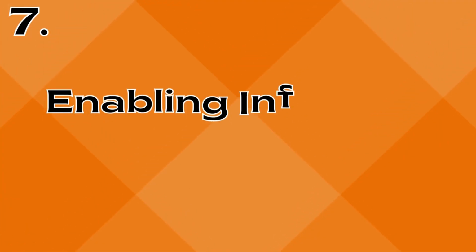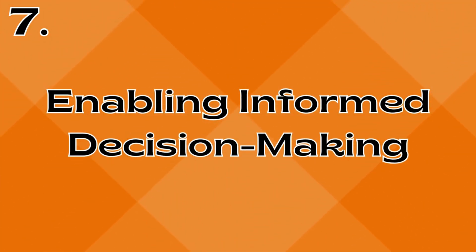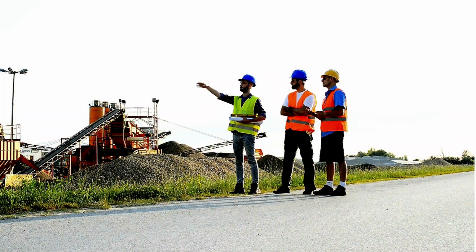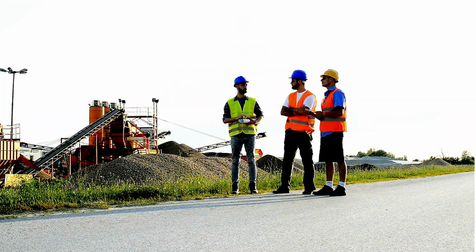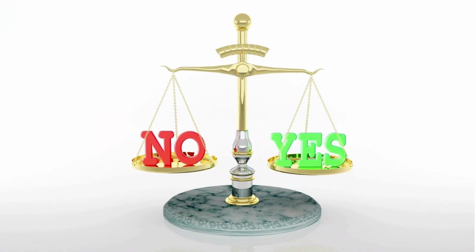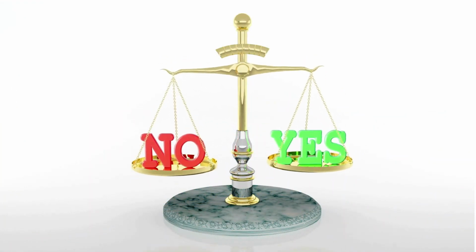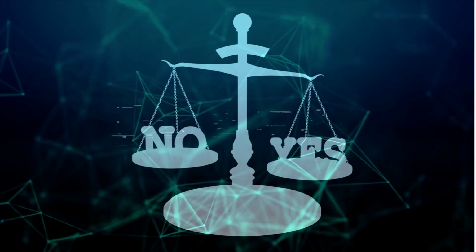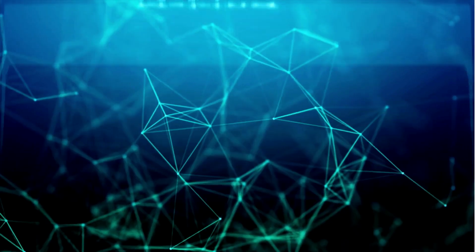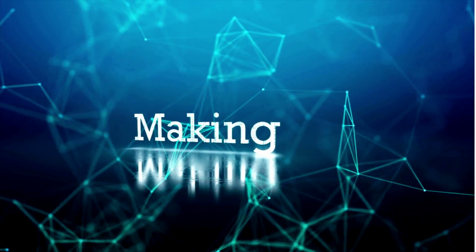Number 7. Enabling informed decision making. Identifying hazards provides essential information to management for decision makers. It allows them to prioritize safety measures, allocate resources effectively, and make informed choices about processes, equipment, and required infrastructure.